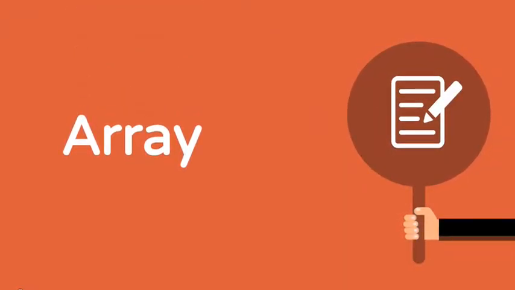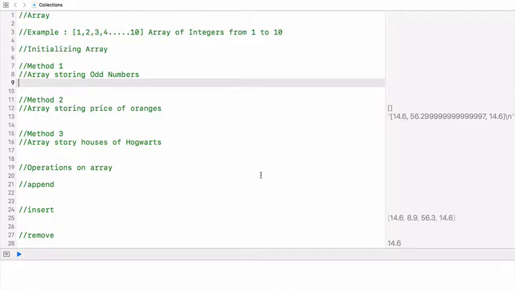Let's start with arrays. An array is an ordered list of elements of the same data type. For example, 1, 2, 3, 4, 5, 6, 7, 8 till 10 is an array of integers from 1 to 10. In Swift, arrays are initialized using three different methods. So we will be using three different arrays for these three different methods so that we can understand them easily. The first array is going to be an array of odd numbers. The second array is going to be storing the price of oranges. And the third array is going to be storing the names of the houses of Hogwarts.